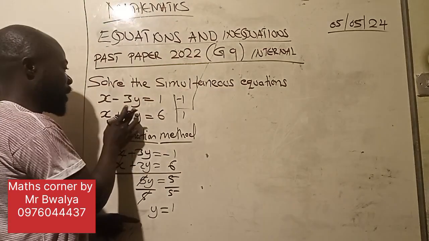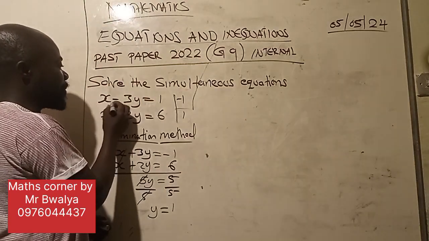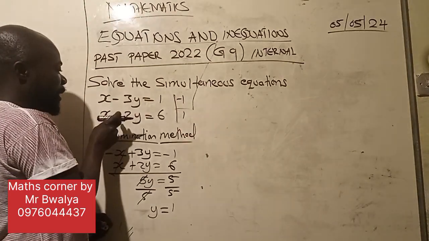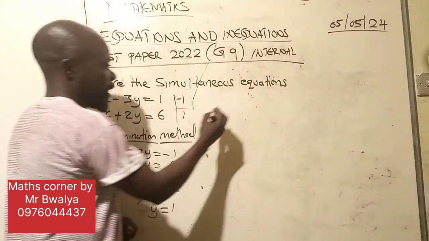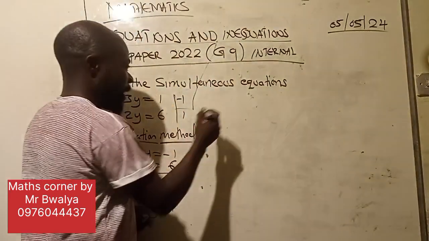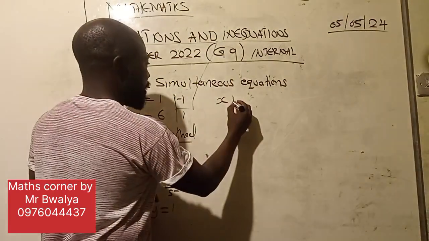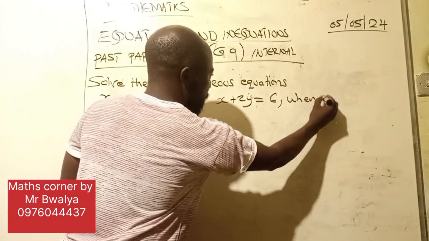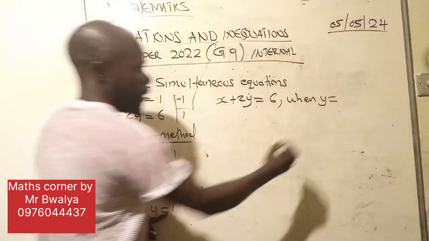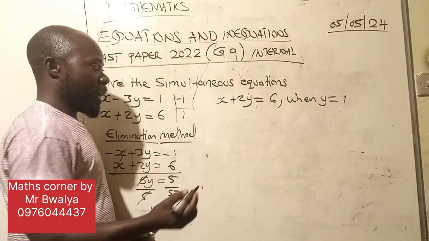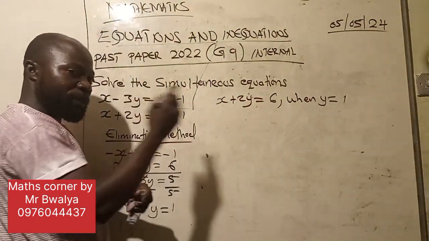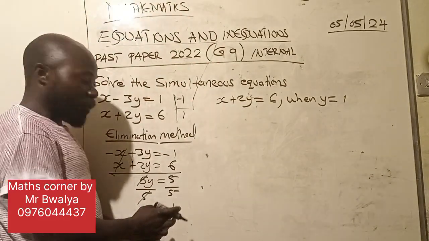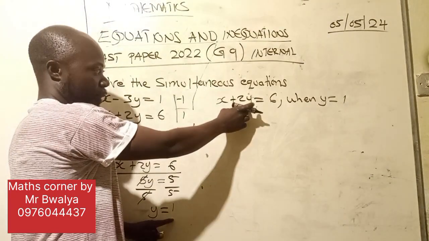No, you go to the first equation. So you can pick either way, x minus 3y is equals to 1, or x plus 2y is equals to 6. Okay, let's pick x plus 2y is equals to 6 for us to find the value of x. x plus 2y is equals to 6, when y is equals to 1. Therefore, where there is y, we are going to substitute 1 there. Okay, are we together?